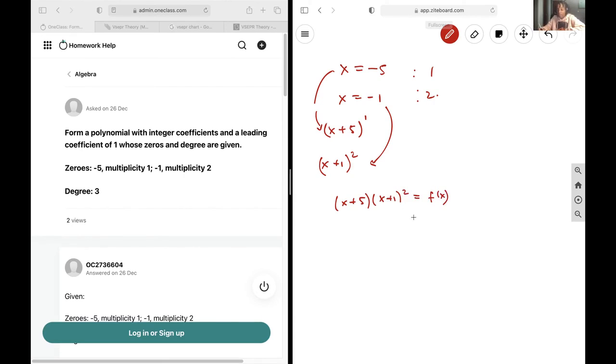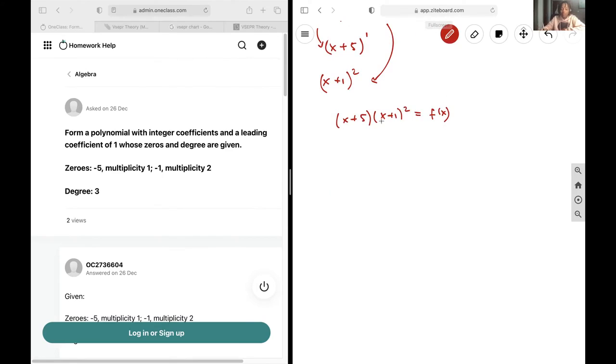F of x is equal to 0. F is 0, so that makes sense. -5 plus 5 will give you 0, making all of this 0. -1 plus 1 will give you 0, making all of it 0. And so, moving on, we just want to expand that out. So first we can start with x plus 1 squared. We know that x plus a squared is going to give us x squared plus 2ax plus a squared. So just replace a with 1, and we get x plus 5 into x squared plus 2x plus 1 is equal to f of x.